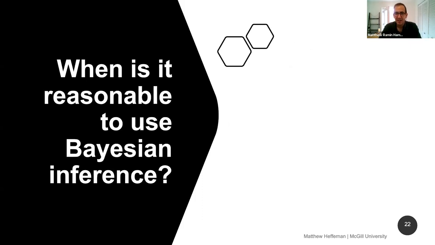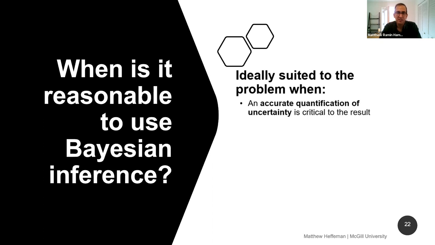So, I'm just going to ask a few questions. When is it reasonable to use Bayesian inference? Bayesian inference is ideally suited to the problem when an accurate quantification of your uncertainty is a key part of your result. If you're looking for a maximum likelihood, just a single point estimate, you could use Bayesian inference, but it might not be the easiest tool to implement. But if you really want to have an uncertainty quantified, Bayesian inference is really well conditioned to that.